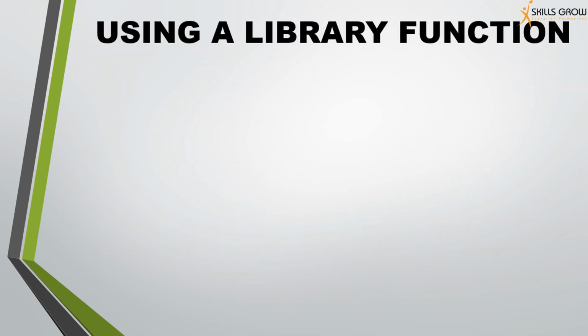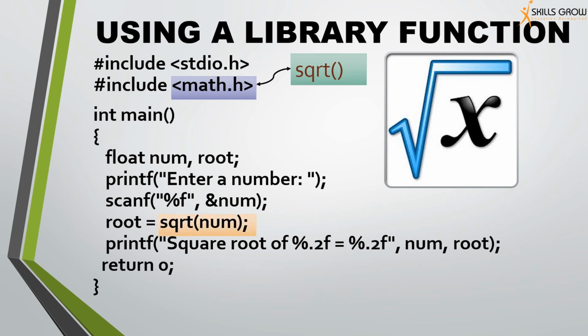Using a library function. In the given example, we are finding the square root of a number using a library function sqrt, which is defined in math.h header file. So in order to use sqrt function, we are including math.h header file using preprocessor directive #include. Sqrt function takes a variable num as an argument and the value returned by this function is assigned to the variable root. Then the square root of the number is printed using printf library function, which is defined in stdio.h header file.